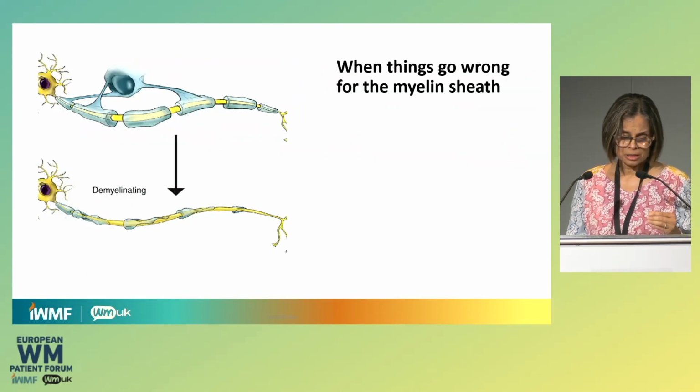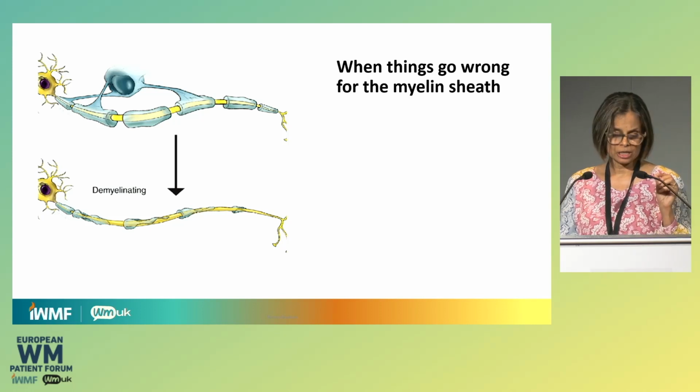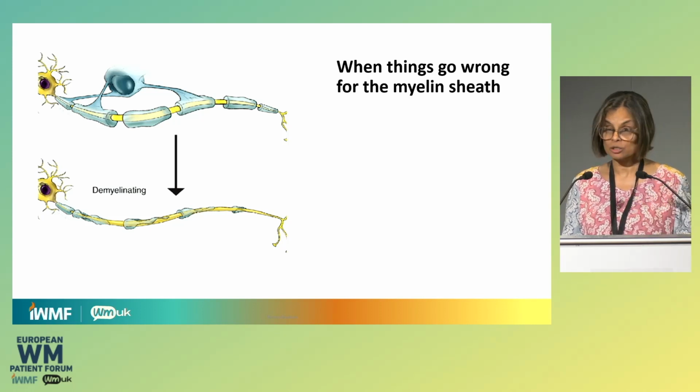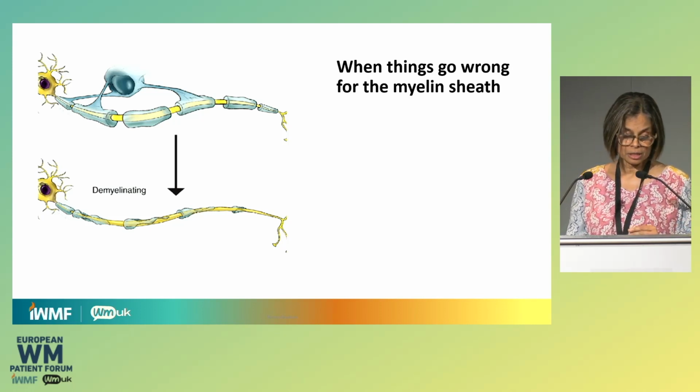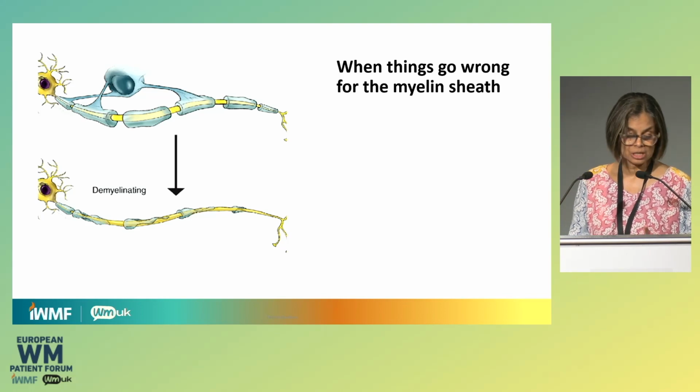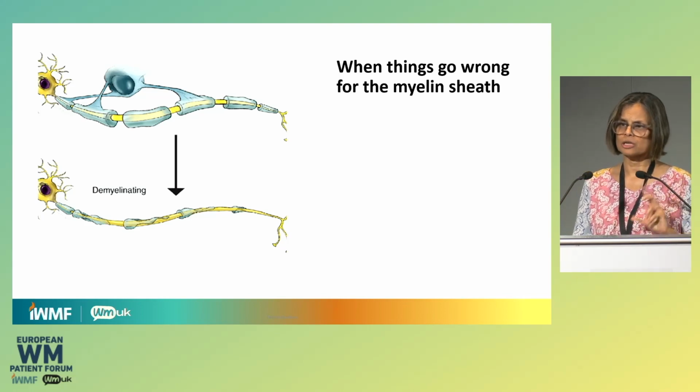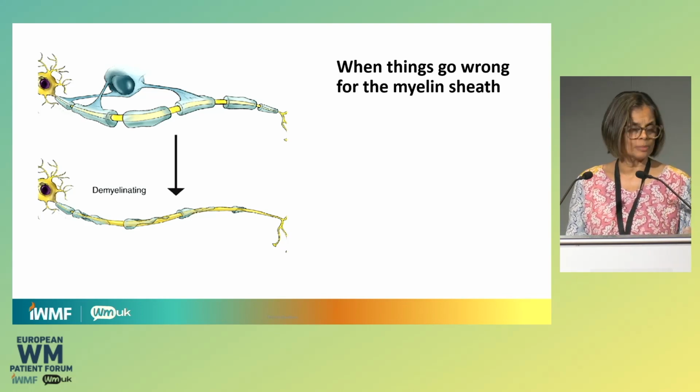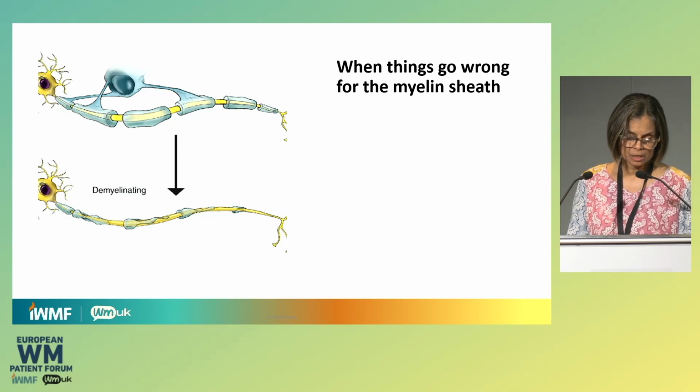So the best way to look at nerve damage is if something happens to the insulation, the myelin sheath, then it's called demyelinating neuropathy. And that has certain features both in terms of symptoms, but also in terms of the results of nerve conduction tests that many of you may have had along the way.